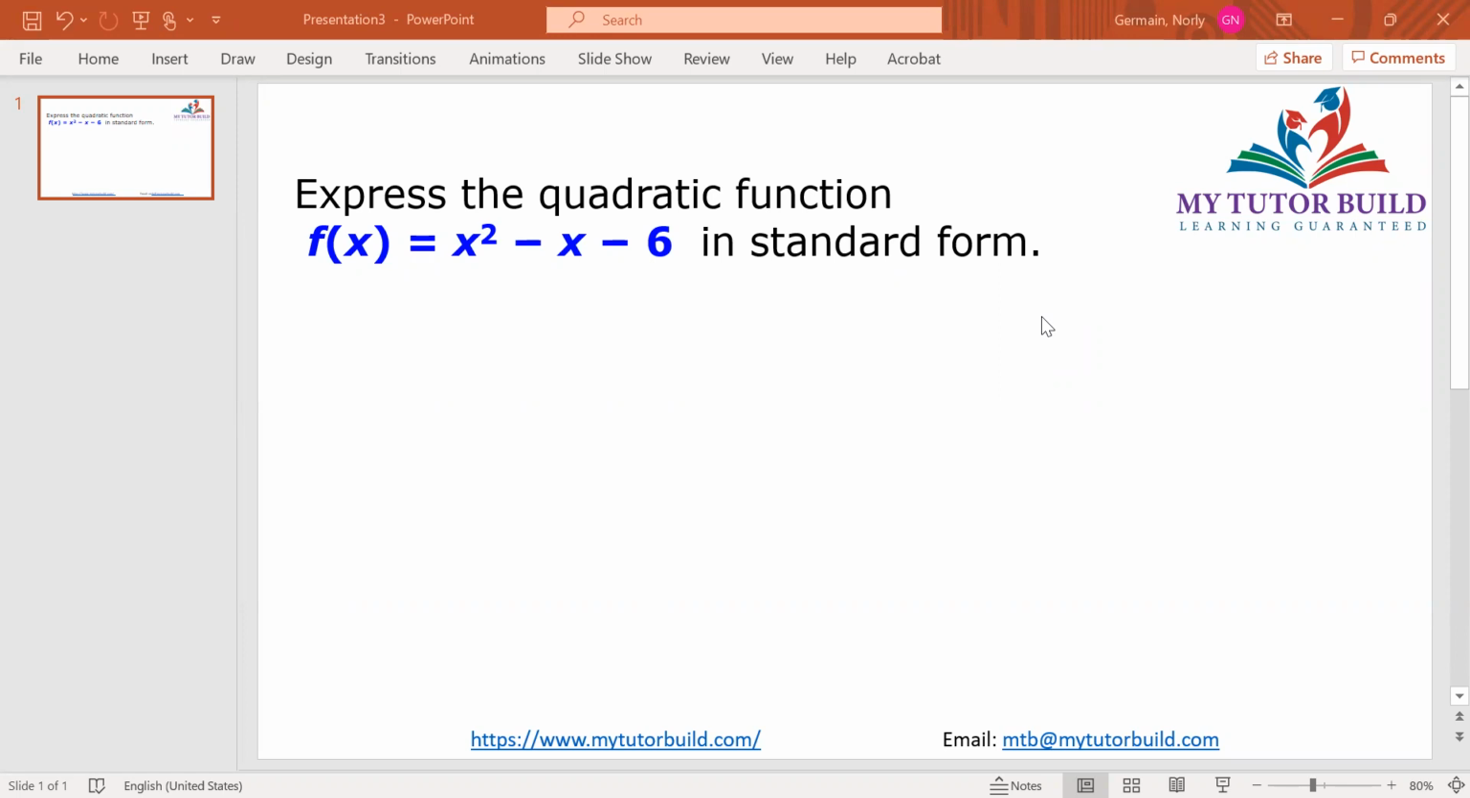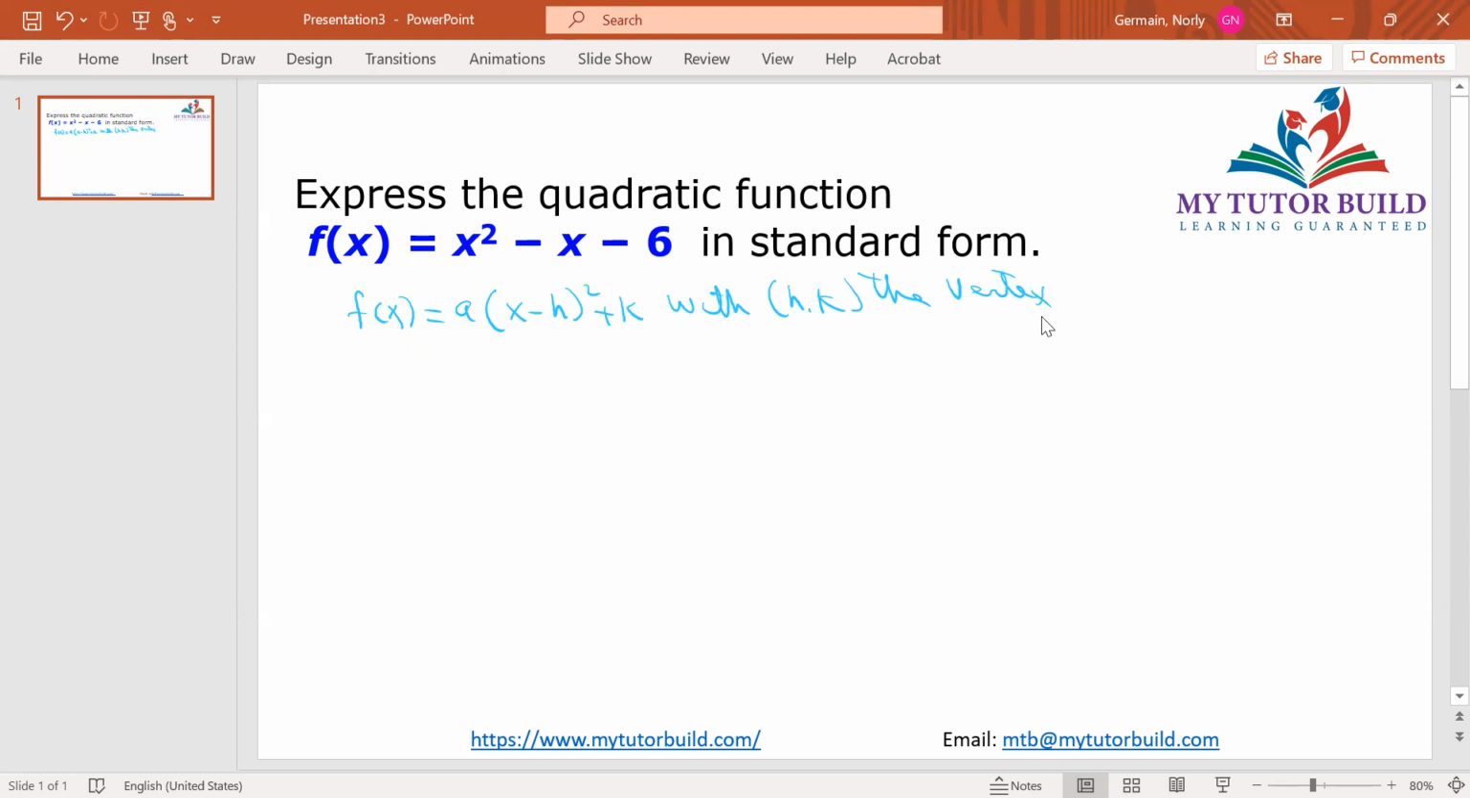So what is standard form? The standard form of a quadratic function is f of x equals a times (x minus h) squared plus k, with (h, k) the vertex. So how can we get to this one?